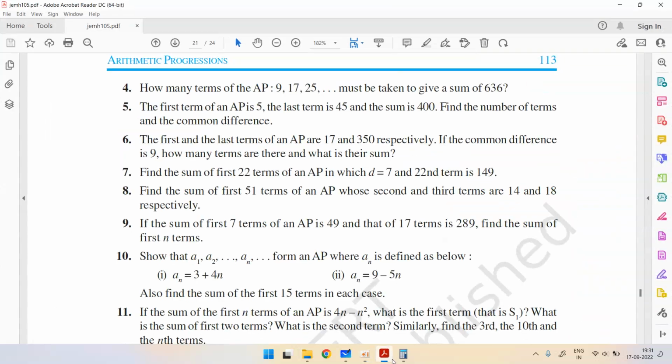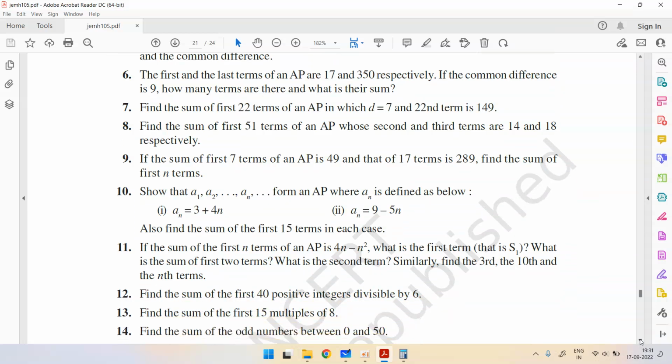The next question is the ninth. If the sum of the first 7 terms of an AP is 49 and of the first 17 terms is 289, find the sum of the first n terms. Again, a plus 6d is given, a plus 16d is given. If you subtract, the value of d can be calculated. If you put the value of d in either of the two equations, a will be calculated. Then the sum of n terms is n by 2 into 2a plus n minus 1 d. Put the value of d and a, and we get the sum of the first n terms. It's much simpler, so I will not be doing this question.